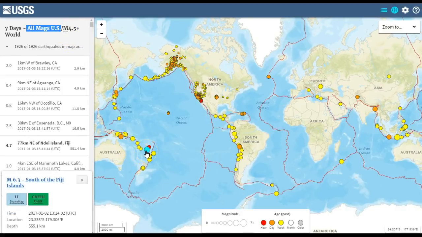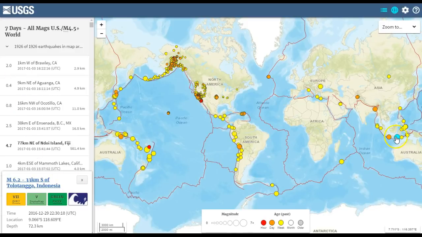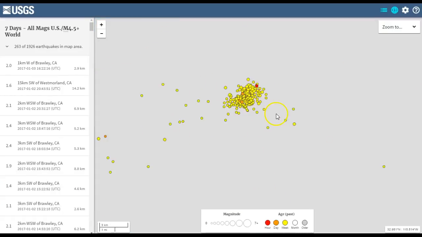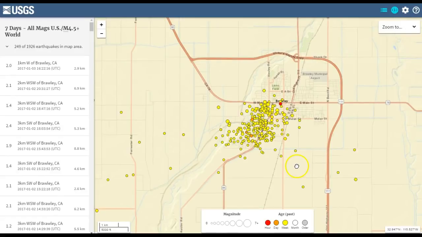Look at the current earthquake activity. Now, I've gone back 7 days. Notice top left, all magnitudes US. That means from 0 up. But the rest of the world is in the M4.5 plus area. The reason I'm pointing to this is because here in North America, we've had this explosion of small quakes, and it happens to be in a geothermal area. Very important. Remember that term, geothermal.